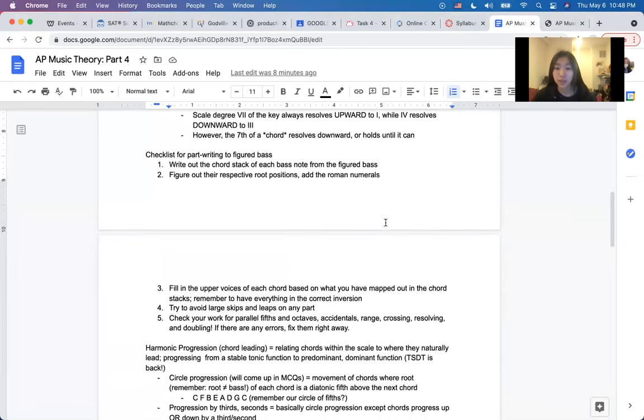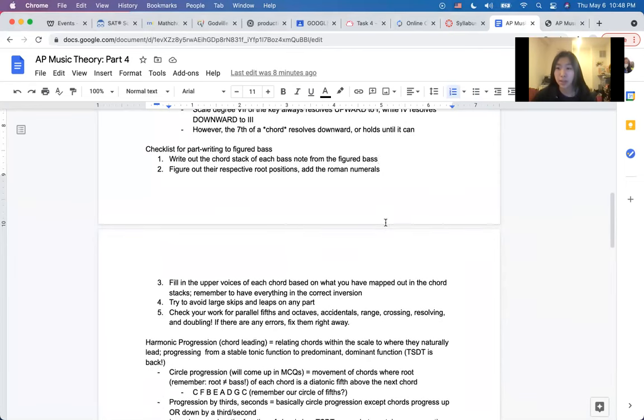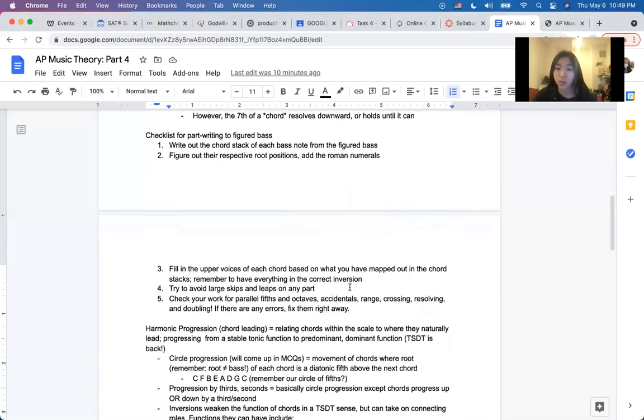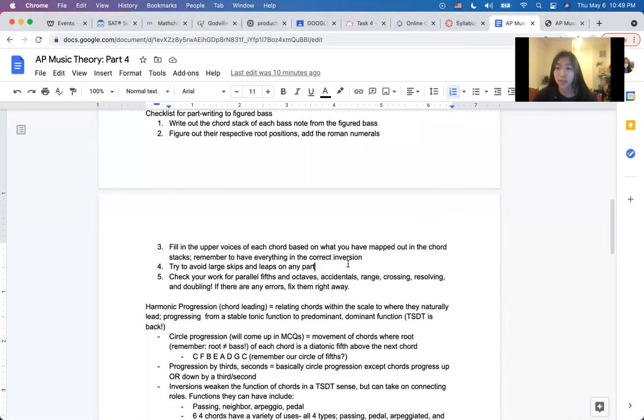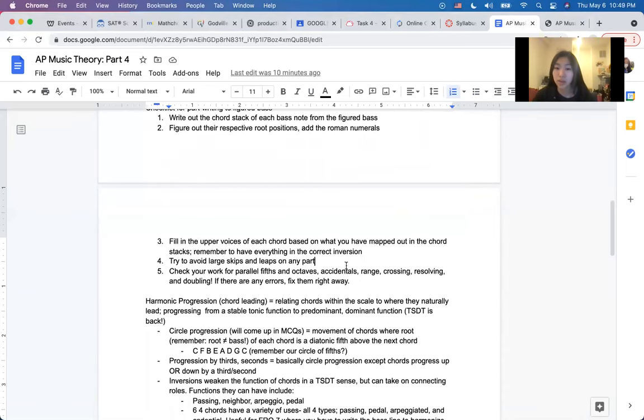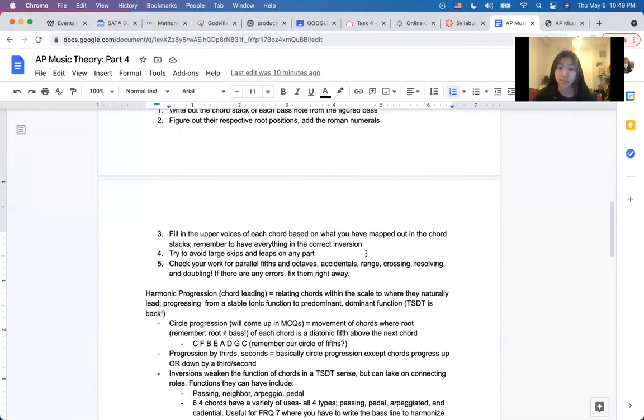After that, you can fill in the upper voices for each chord based on what you have already mapped out as the Roman numerals and the chord stacks. But this time you want to undo the rearranging you did to find the root position, because you want to have everything in the correct inversion that it gave you based on the Roman numerals. In writing the rest of the voices, you want to make sure to avoid large skips and leaps, because that's not really desirable. You want to have as much conjunct motion as you can.